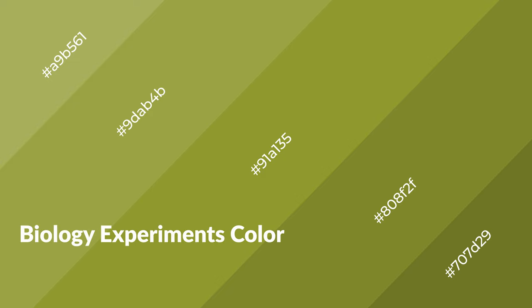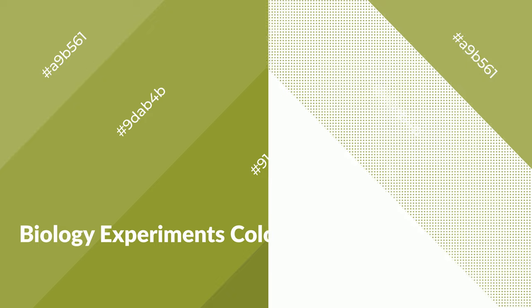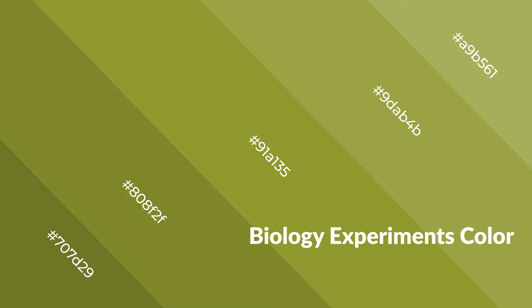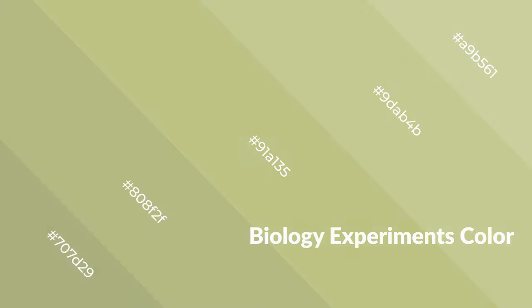Biology experiments is a warm color, and it emits cozier and active emotion. Warm colors are symbols of warmth, fire, heat, and sunshine. It also evokes joy, passion, love, and even anger emotions. You can see them used in restaurants and gyms.